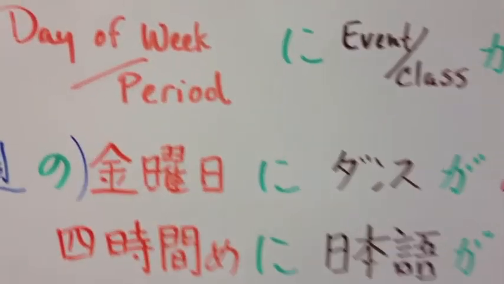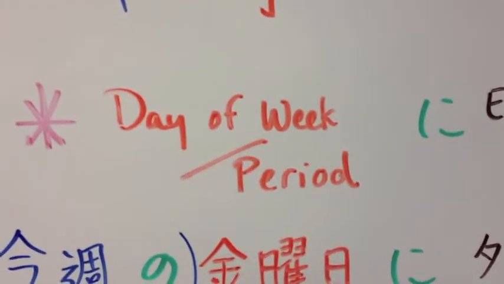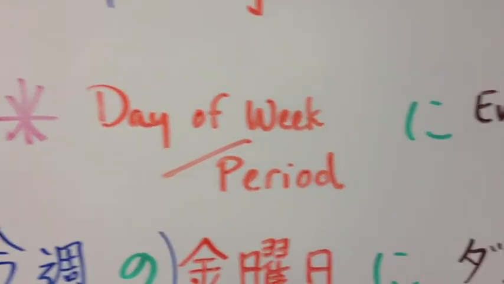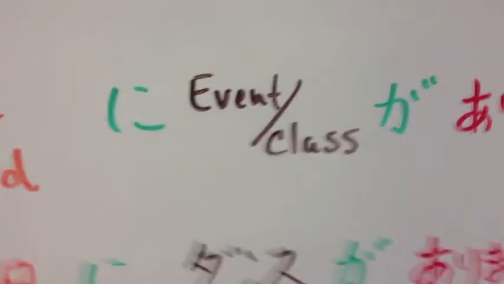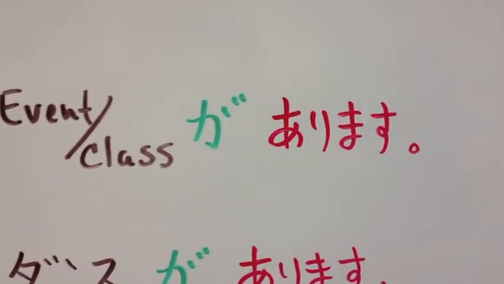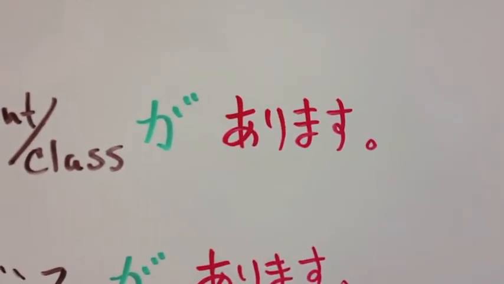And which leads us to the basic construction for ni with time. Days of the week or period in school marked by ni, and then you talk about an event or a class marked with ga and arimasu, the verb to have.